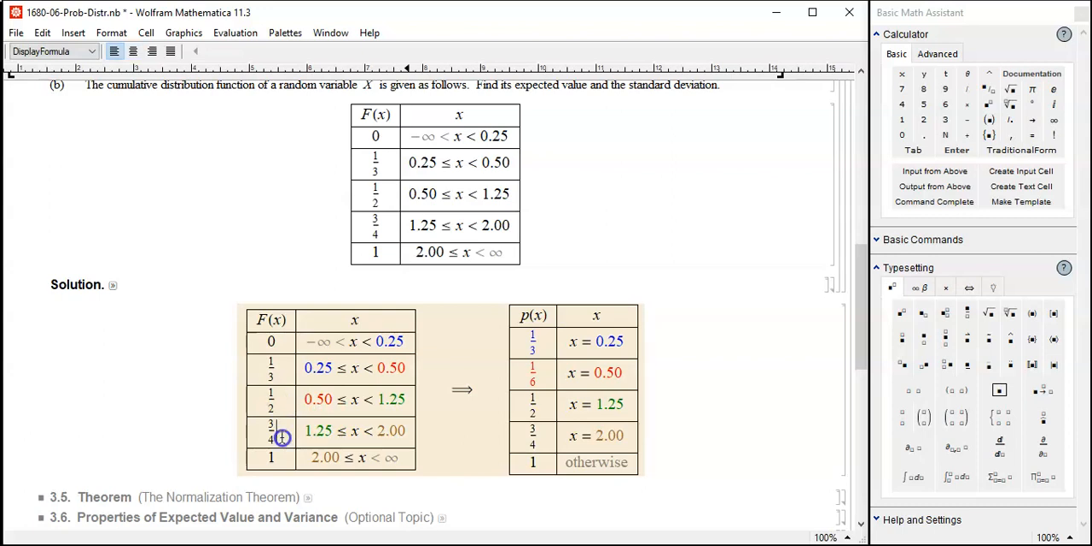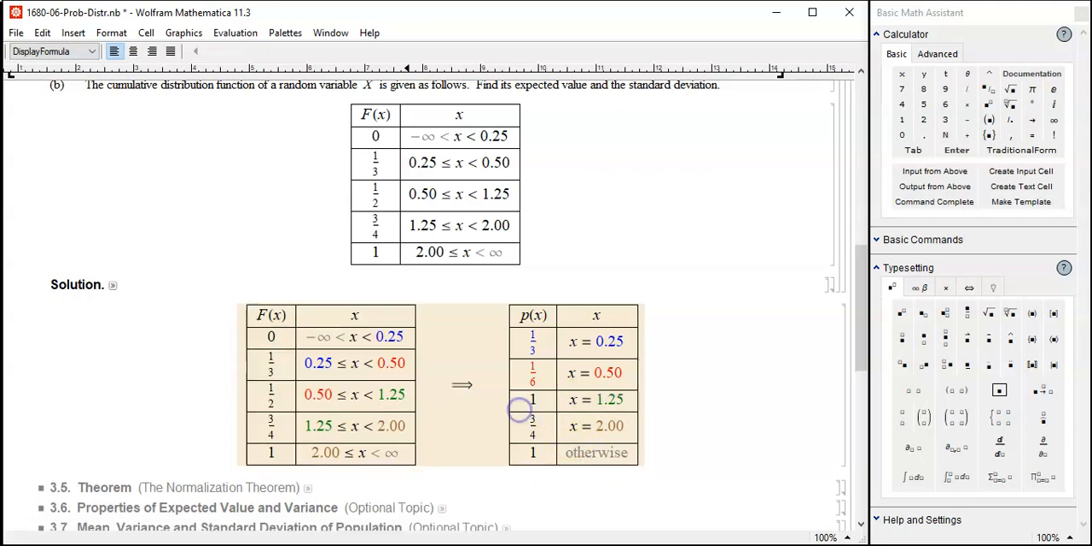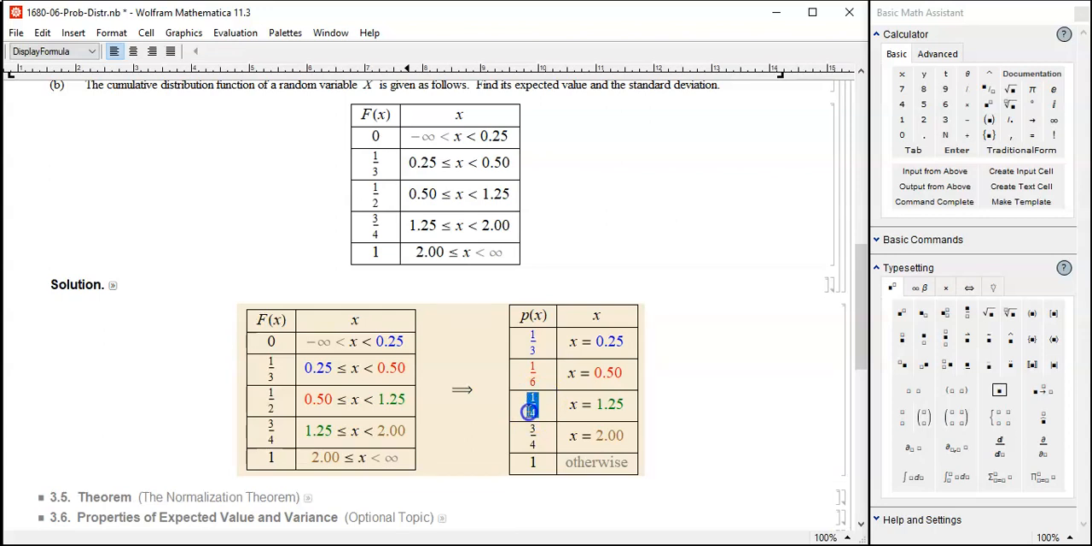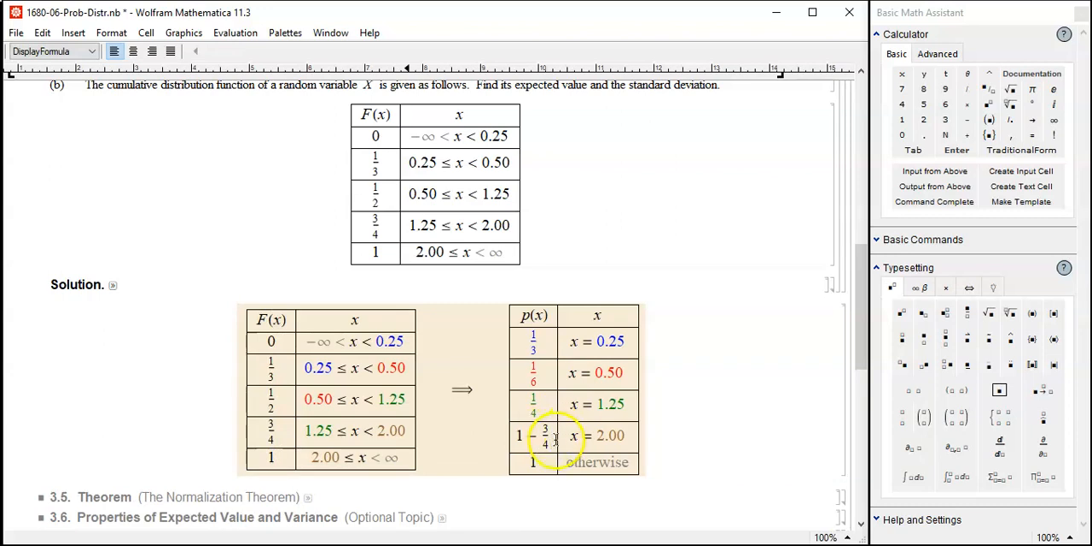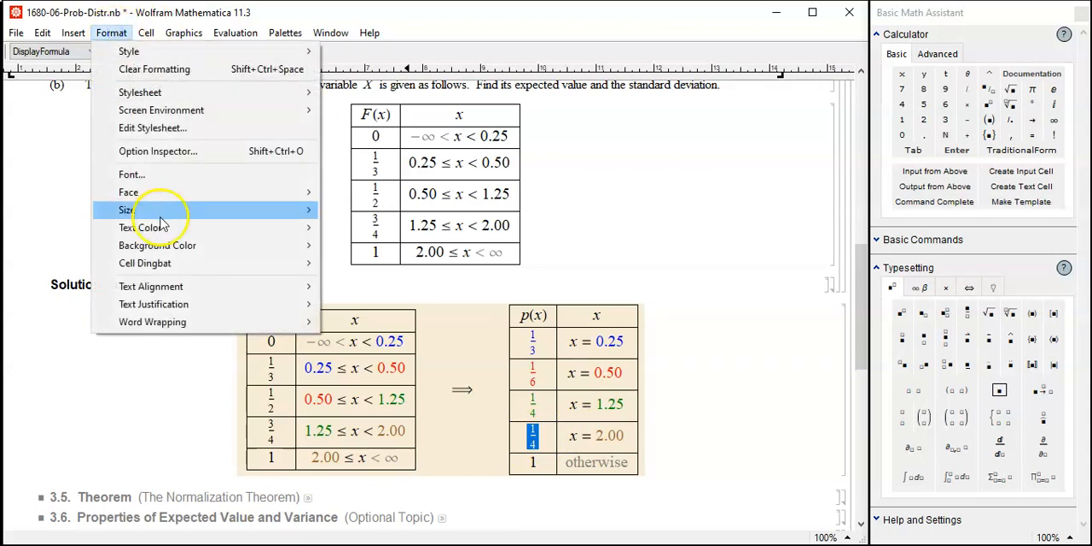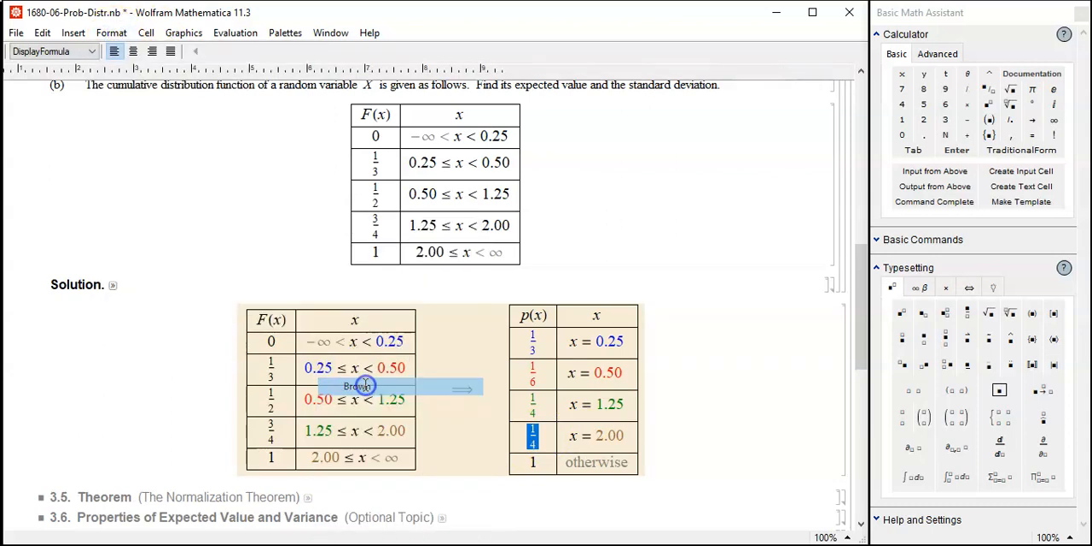And now from 1/2 to 3/4, and calculating this, what do you get? 1/4? And then from 3/4 to 1, by subtracting, what do you get? We get 1/4. And then otherwise, of course, the probability is always 0.